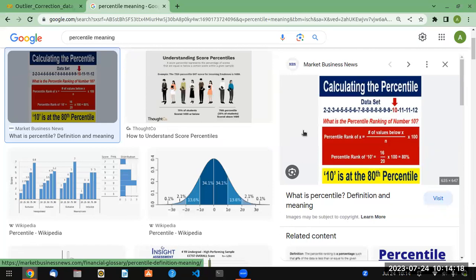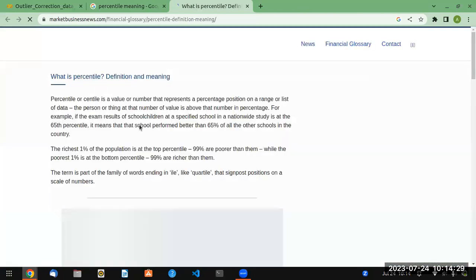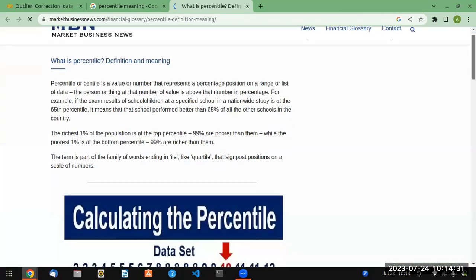Just maximize the image. Sorry? Maximize the image. Oh, okay, let me do it. I'm not sure whether it will give me the image only or it will lead us to the site where it is hosted. I'm not sure which site it is.